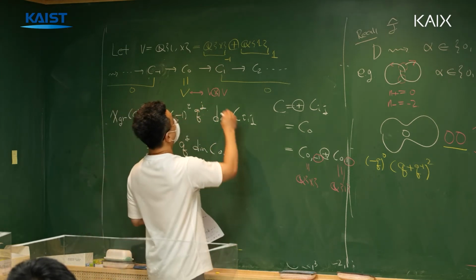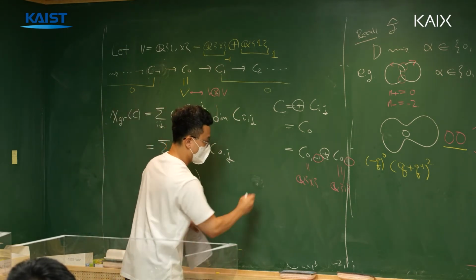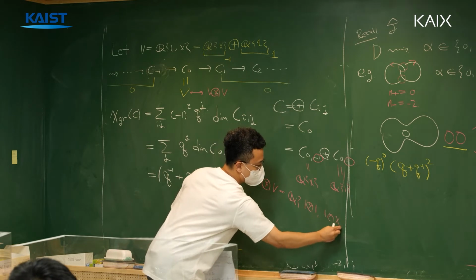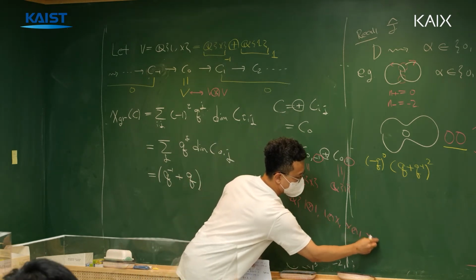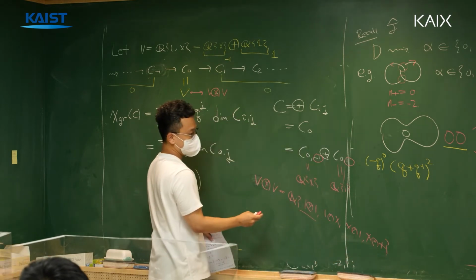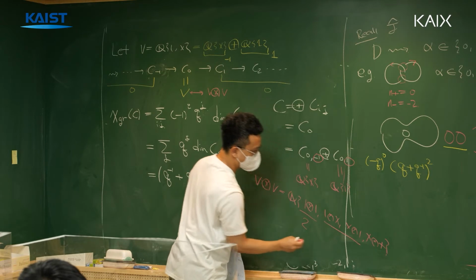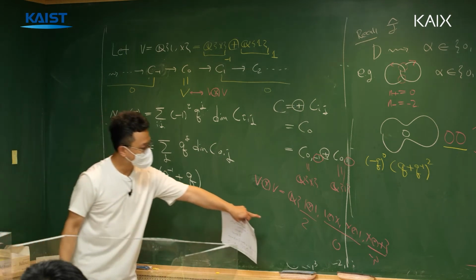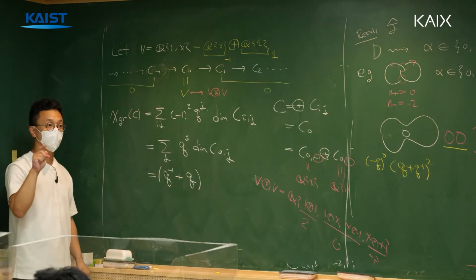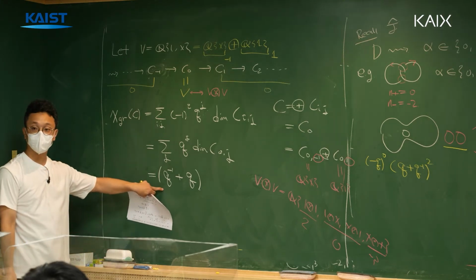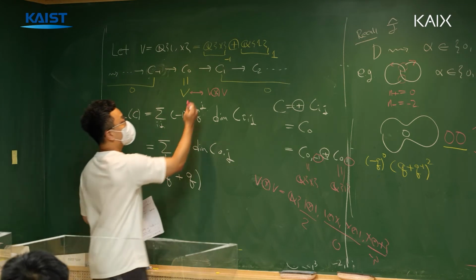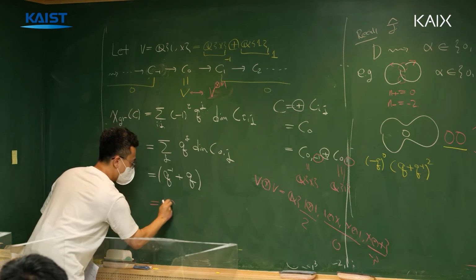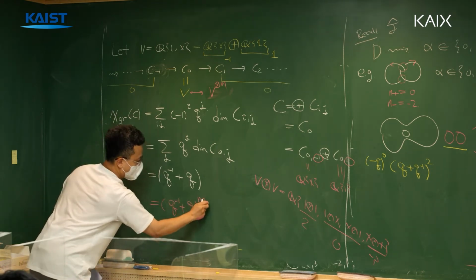for V tensor V, V tensor V looks like Q of 1 tensor 1, 1 tensor X, X tensor 1, and X tensor X. So this has quantum grading 2, these have quantum grading 0, this has quantum grading minus 2. So if you write this out, you get q squared plus 2 plus q to the minus 2, which is exactly the square of this, right? So in general, if you have V to the m, the resulting thing should be q inverse plus q to the m, like this.